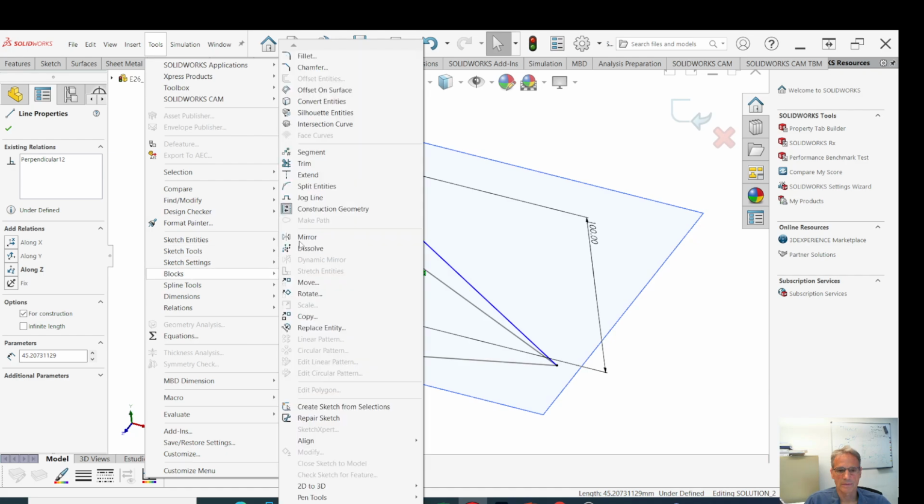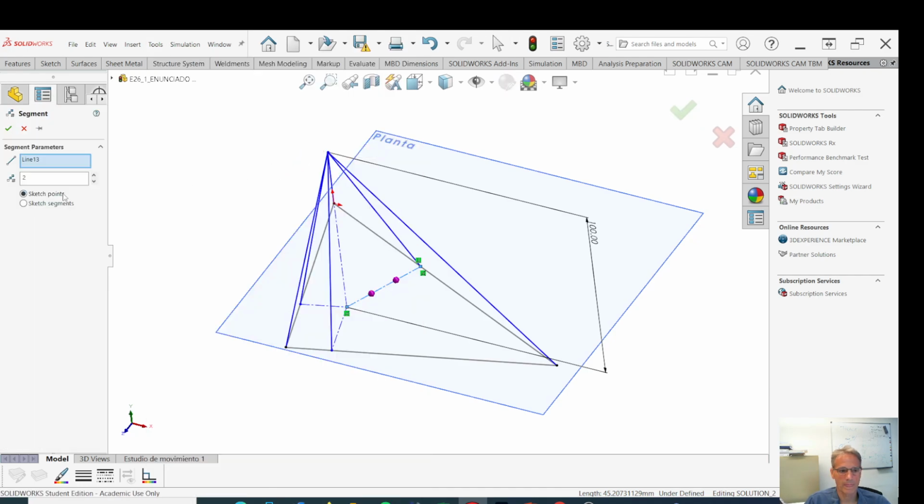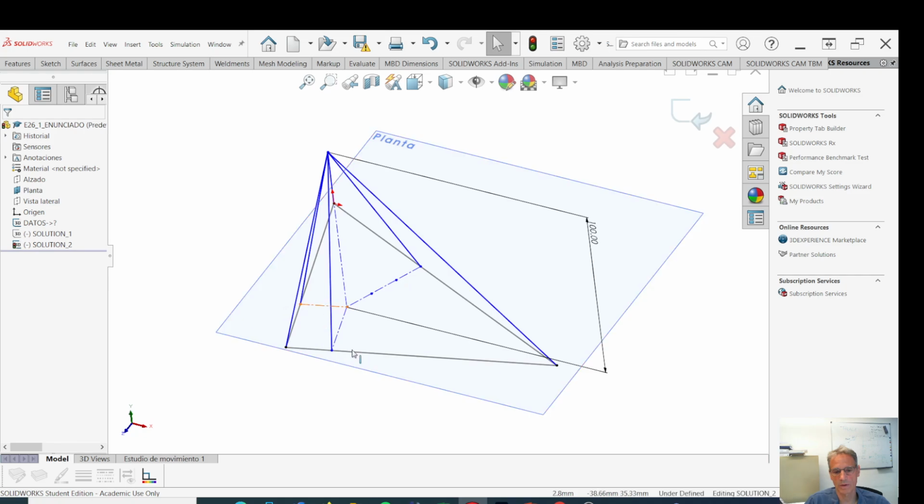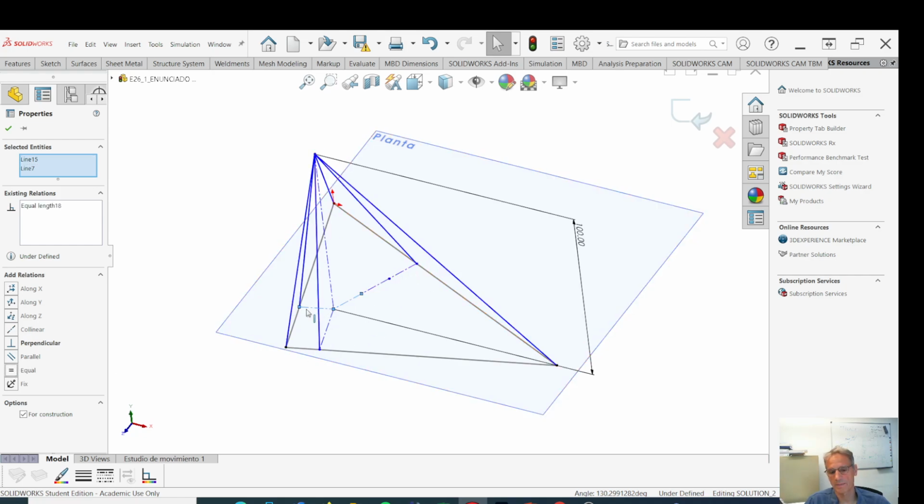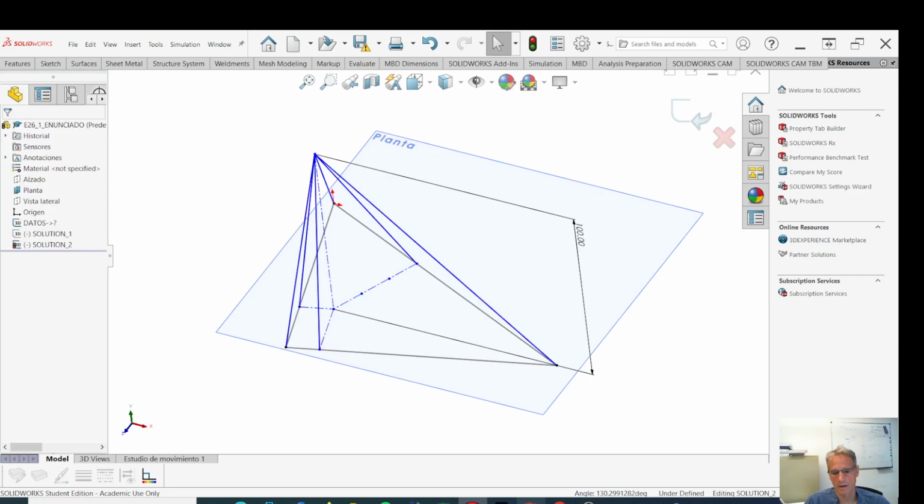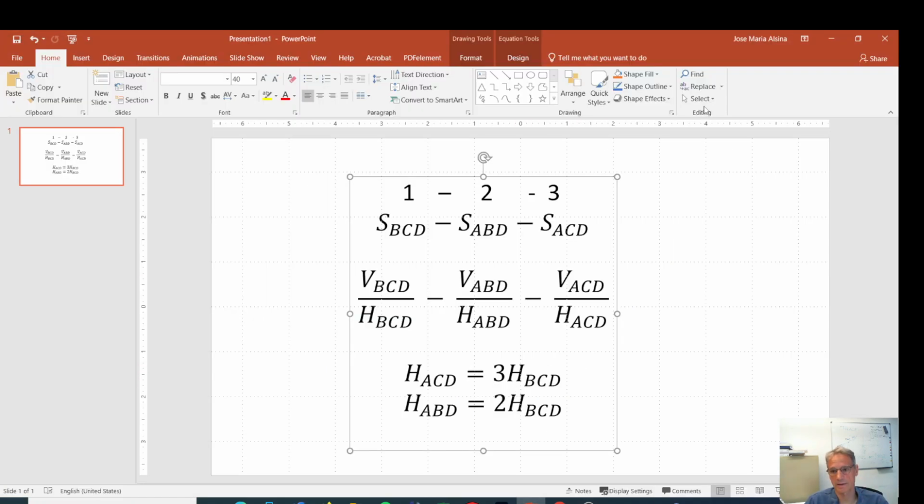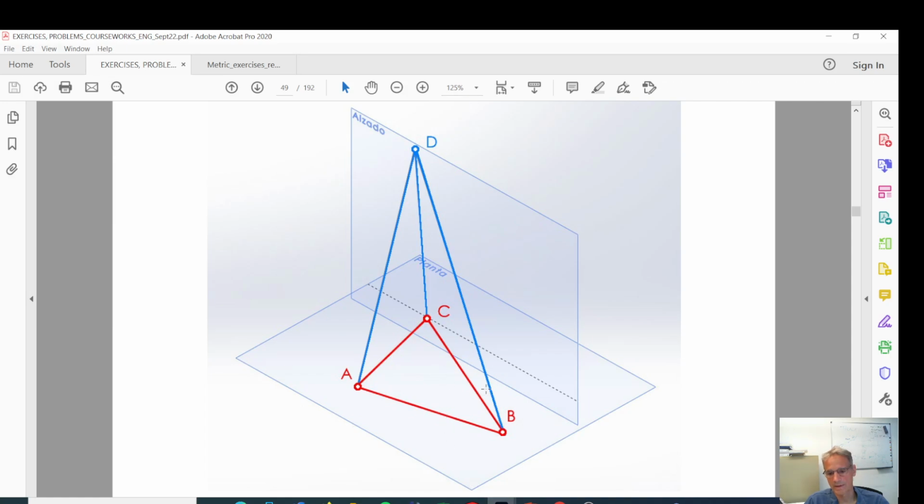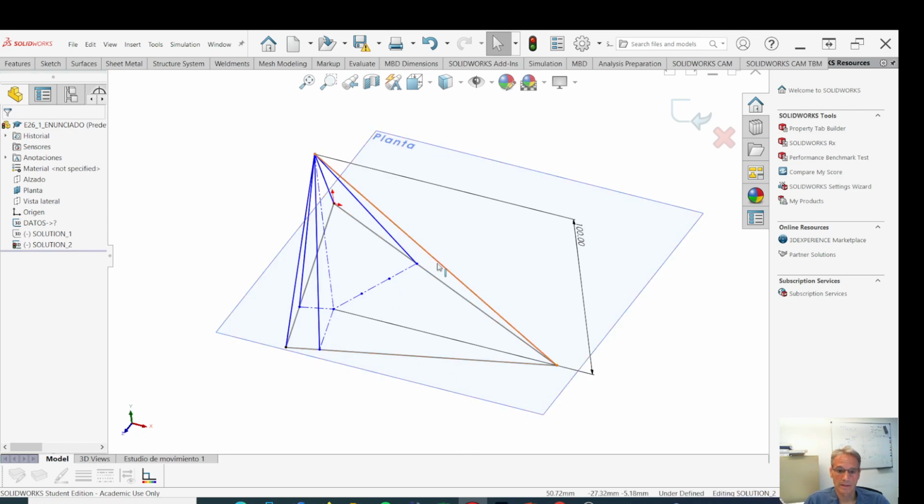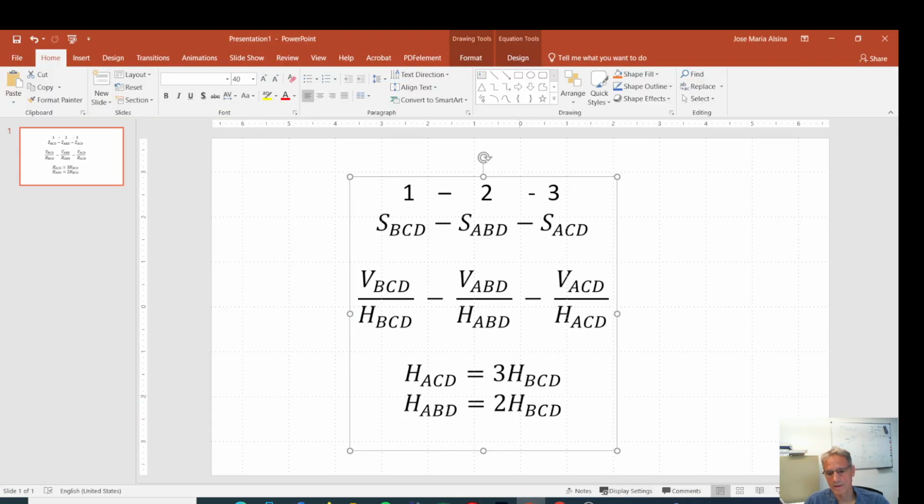In the sketch tool I choose segment. I'm going to use segments now because they are better for this, and then I make this one equal to that one. So this is 3 times that one. I don't know if I put it here right, but this ACD is 3 times. This one in reality is 3 times that one. That's the ratio. And then this one here is 2 times that one.